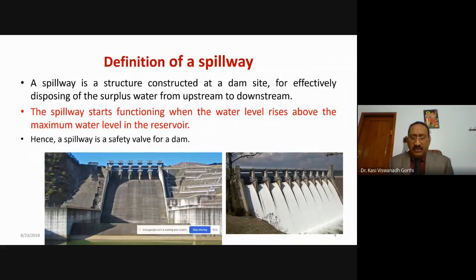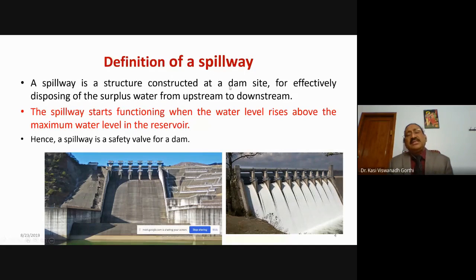A dam with no spillway leads to a lot of complications. It may lead to the failure of the dam on one side. It may lead to the failure of the entire reservoir project on the other side. Also, on the third side, because of the water level rising abnormally on the upstream side, a lot of submergence may take place, and on the downstream side, a lot of flooding may take place. So there is a dire necessity of providing this structure, namely the spillway, at a dam site.